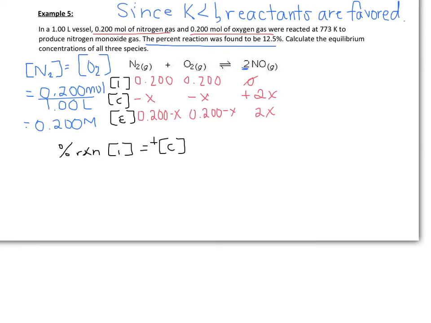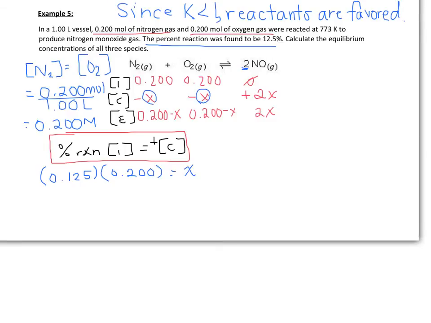Therefore, we can take the percent as a decimal, multiply it by our initial concentration, and that will give us the value that we've put into the change line. But notice that I've said that this equals the positive change, because the subtraction sign in front of the nitrogen and the oxygen indicates the fact that we are losing it. But when we multiply the percent reaction by the initial concentration, we want it to only equal the positive version of our variable. Therefore, we can take the percent as a decimal, 0.125, multiply that by our initial concentration, 0.200, and that will equal x since it's x in both of our change lines.